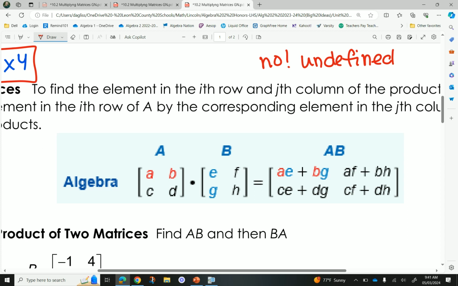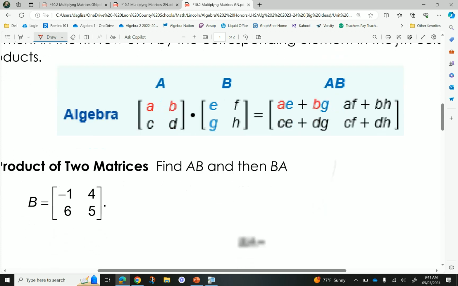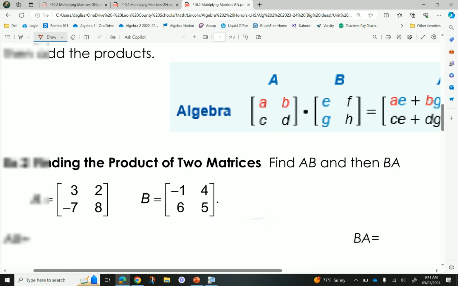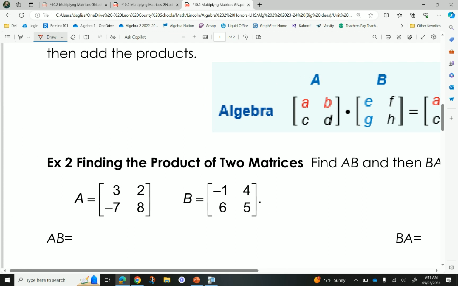All right? So let's do one. I've given you matrix A and matrix B. We're going to multiply A times B together. Then we're going to multiply B times A and see if matrix multiplication is commutative or not. So like in the real world, 5 times 2 is 2 times 5, right? We're going to test, do matrices follow that same rule? Okay? So here we go.